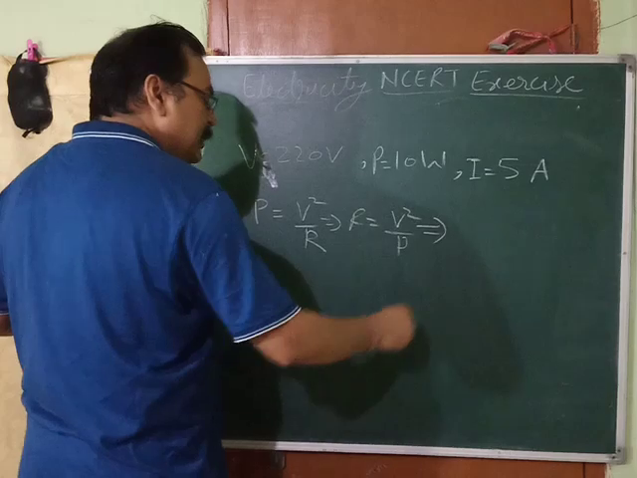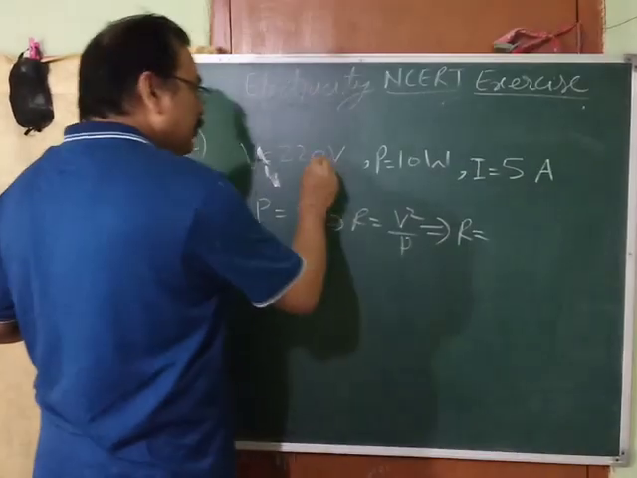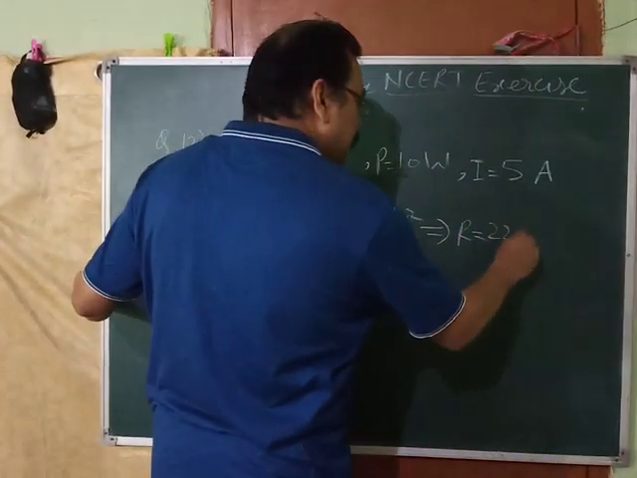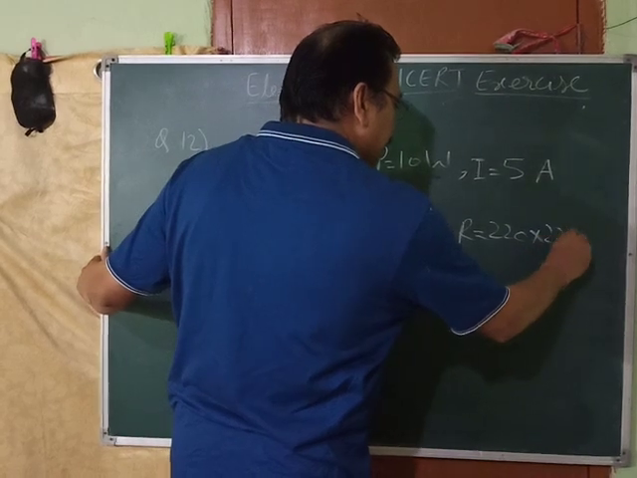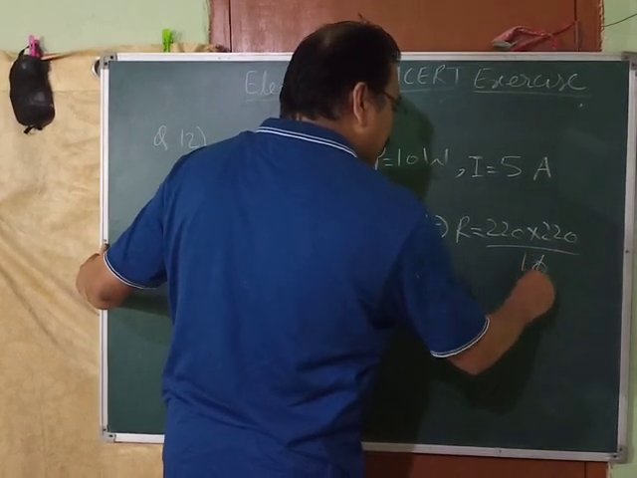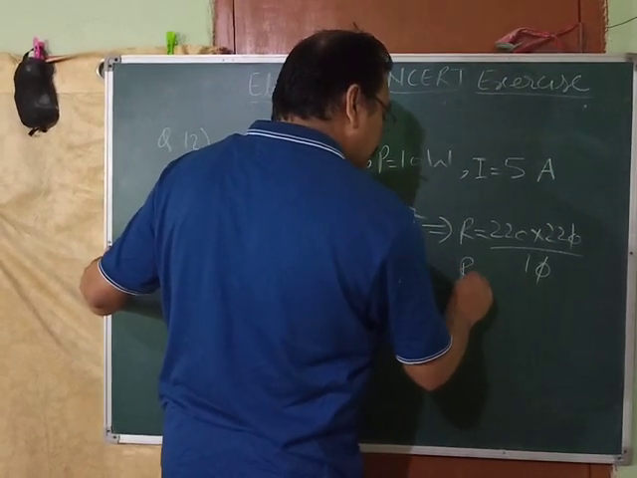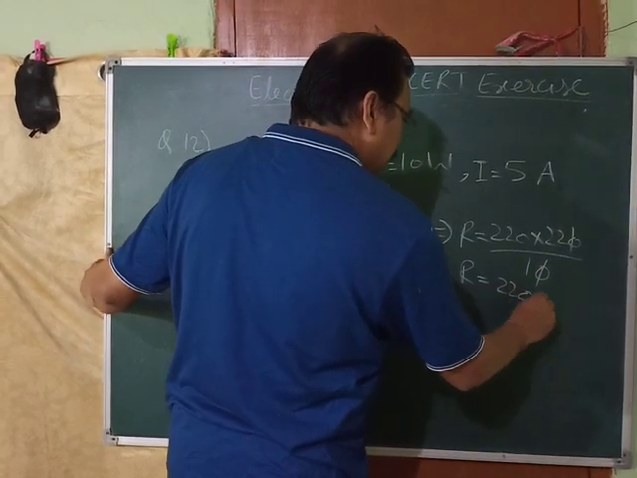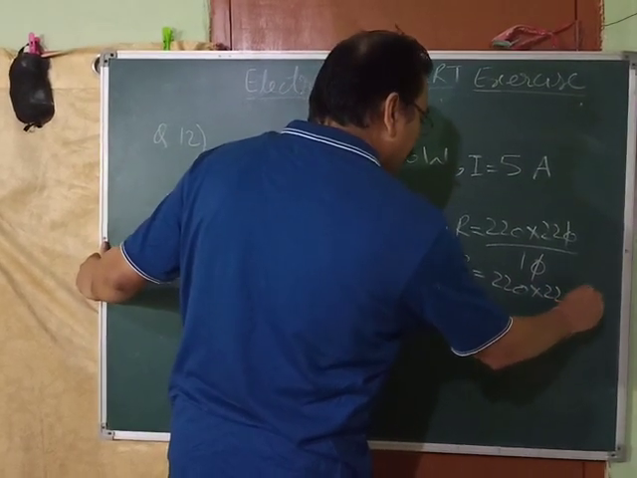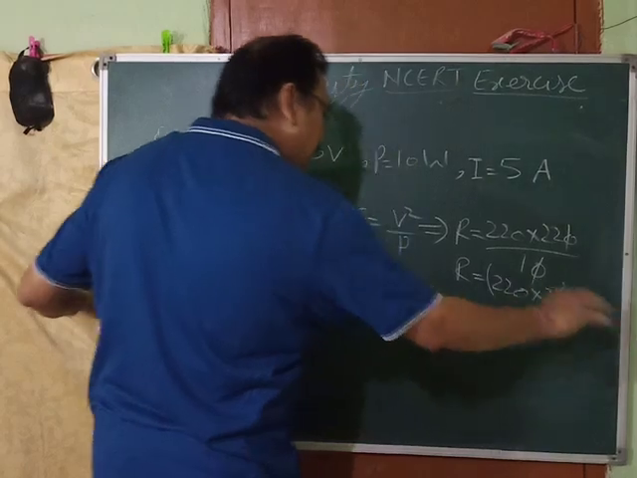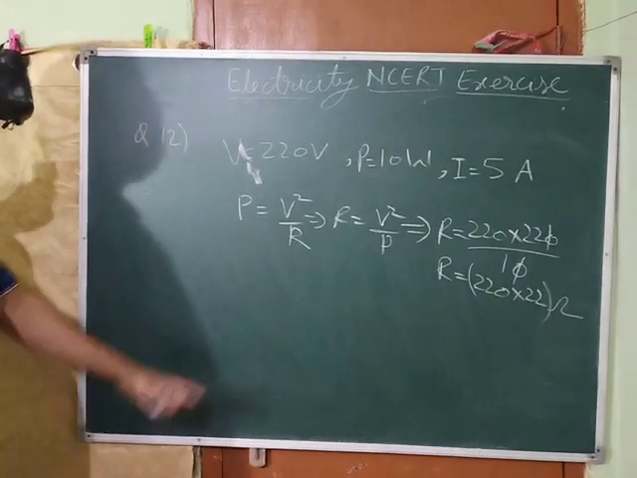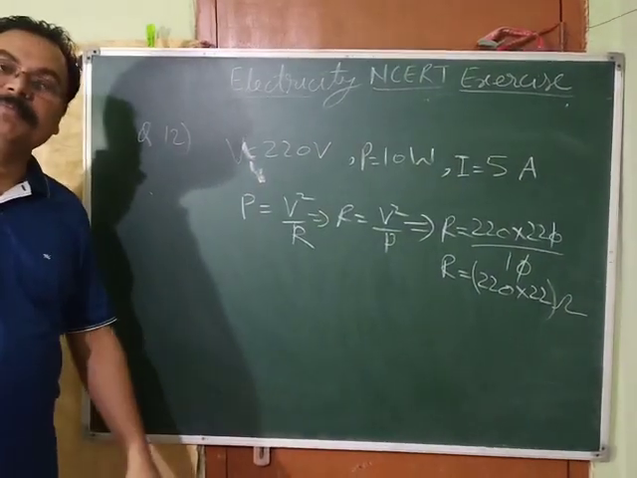And this implies that R is equal to V square, means what? 220 into 220 upon 10. 10 is gone. So resistance is how much? Resistance is 220 into 22 ohm. Okay, let it be like this only. So this is the resistance of one bulb.